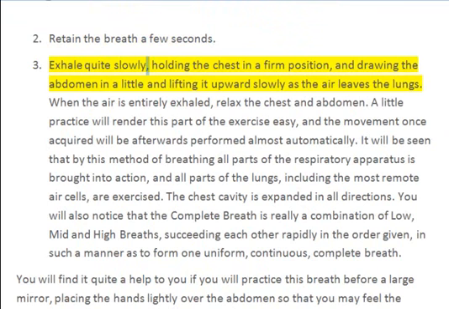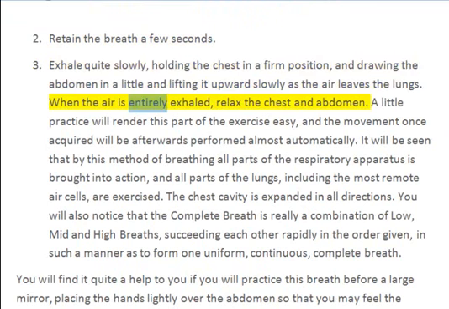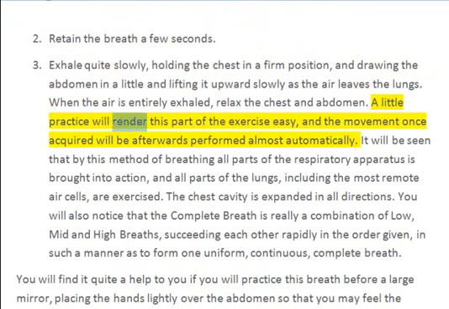Exhale quite slowly, holding the chest in a firm position, and drawing the abdomen in a little and lifting it upward slowly as the air leaves the lungs. When the air is entirely exhaled, relax the chest and abdomen. A little practice will render this part of the exercise easy, and the movement once acquired will be afterwards performed almost automatically.